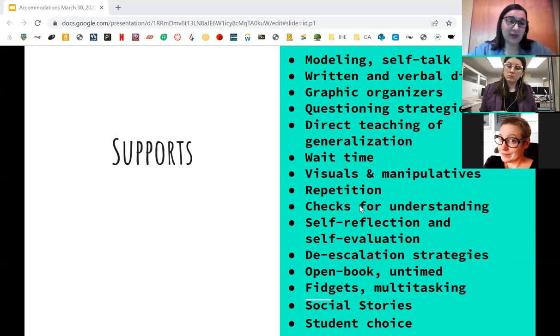And it also provides different ways for them to access content that may be more successful for them than the ways that we originally prepared. So I'll talk more about that in 2 weeks when we talk about accommodations and flexible assessment and some more supports for executive functioning.